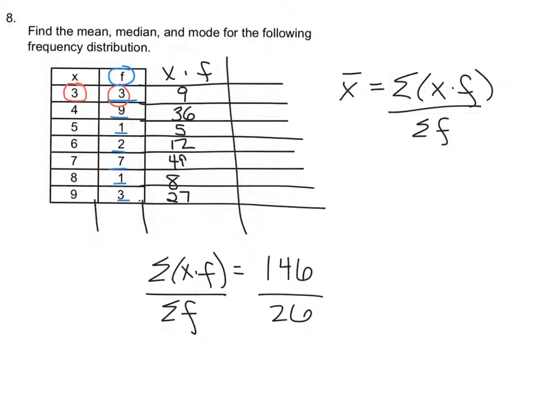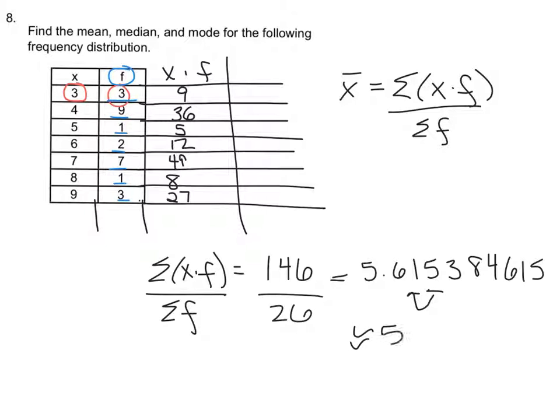Then to find the mean, we just divide 146 by 26 to get a decimal of 5.615384615. And we want to round our final answer to 2 decimal places. So I'll look at the value in the third decimal place, which is a 5. Since 5 is 5 or greater, I'm going to round the value next to it up. So my rounded answer is 5.62. That's the value for the mean.